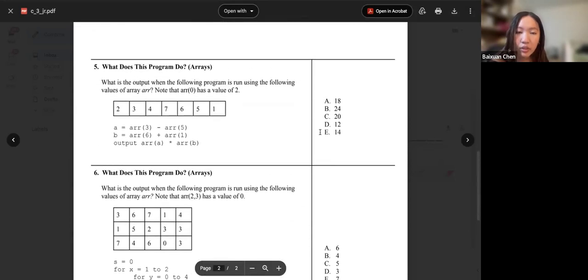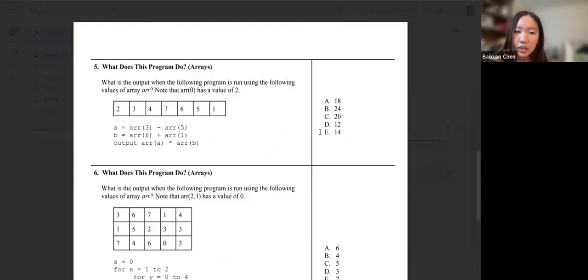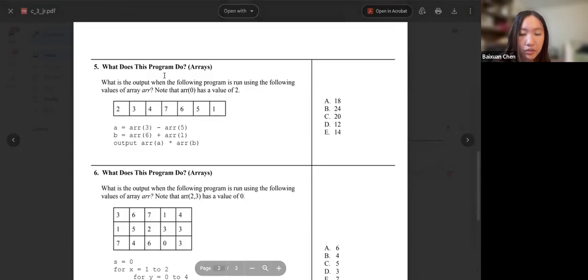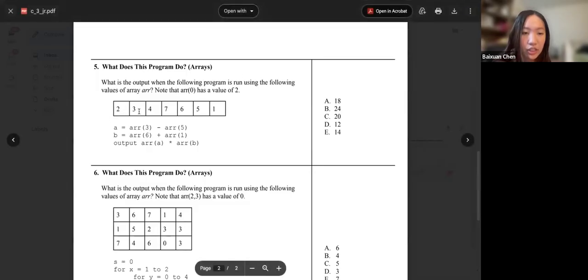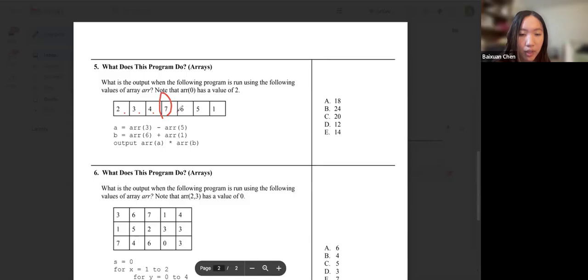Okay, so next we have a what-does-this-program-do question. Basically we'll look at some code and then interpret what it'll do for these kinds of questions. What is the output when the following program is run using the following values of array? Note that array 0 has a value 2. So this is the 0th index, this is first, second, third, fourth, and so on. A is R3 minus R5. So let's just look. 0, 1, 2, 3. So it's this one and then minus 5. So A is 2.